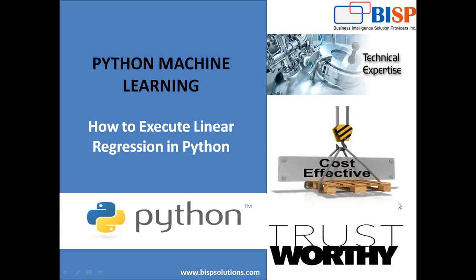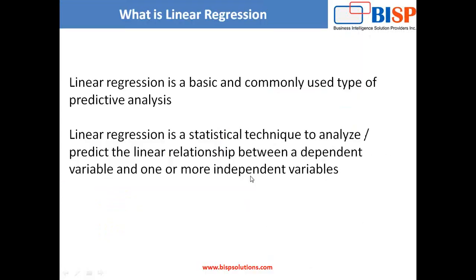Today I'm going to talk about linear regression in Python. It's a part of predictive modeling. So what is linear regression? It's a basic and commonly used type of predictive analysis, and it's a statistical technique which is used to analyze or predict the relationship between a dependent variable and one or more independent variables. Linear regression in data analysis is a good tool for quick predictive analysis.